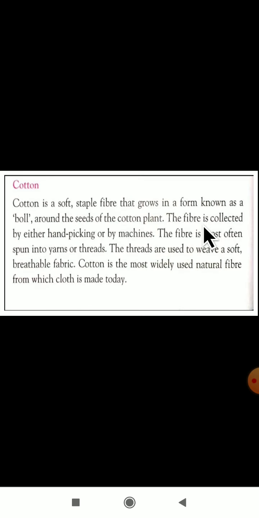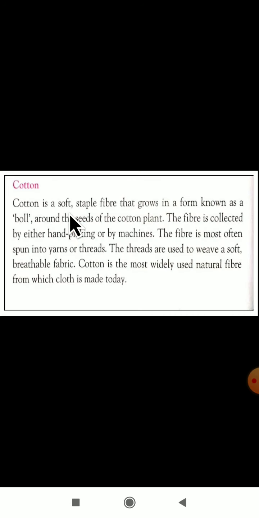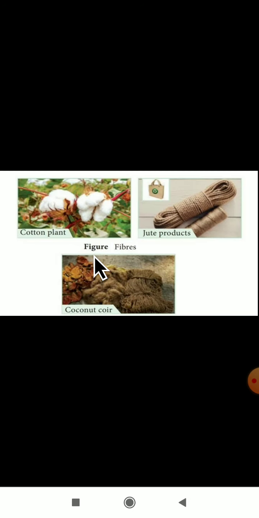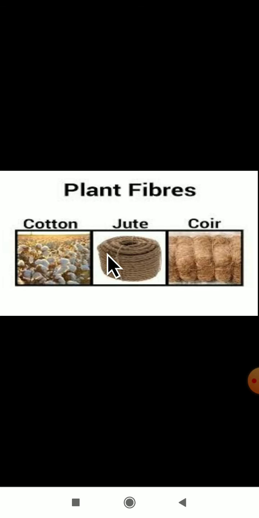The fiber is collected either by hand picking or by machines. How is this cotton fiber collected? They collect it either by hand picking, that is, using their hands they pluck the cotton, or even by using machines they remove the cotton from the cotton plant. The fiber is most often spun into yarns or threads. Yarns are what you can see here, the yarns of jute. In a ball form they will make it.